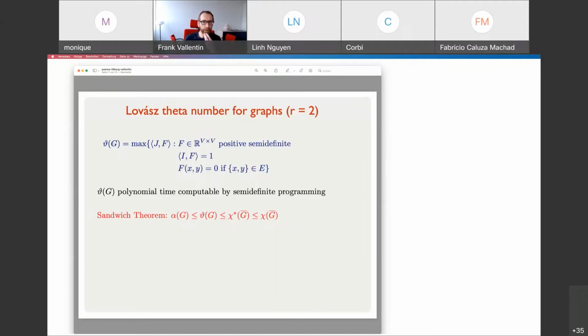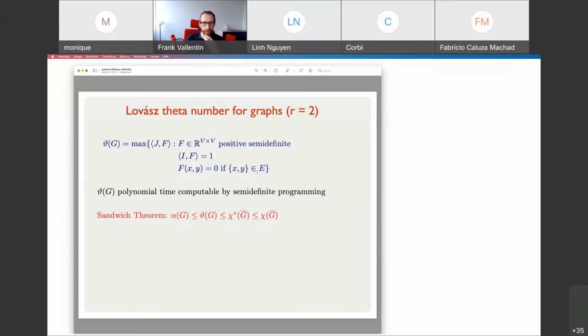So you have the graph G, that's the input, and then you want to maximize the trace inner product between the matrix J, that's a matrix consisting only of ones, and the variable matrix F. F is a matrix which is positive semi-definite, and where rows and columns are indexed by the vertex set of the graph. The constraints are that the trace of F is equal to 1, and you want to have zeros at positions F_xy whenever you have an edge in the graph.